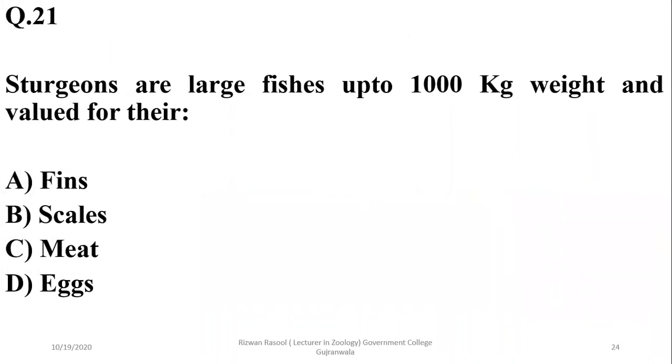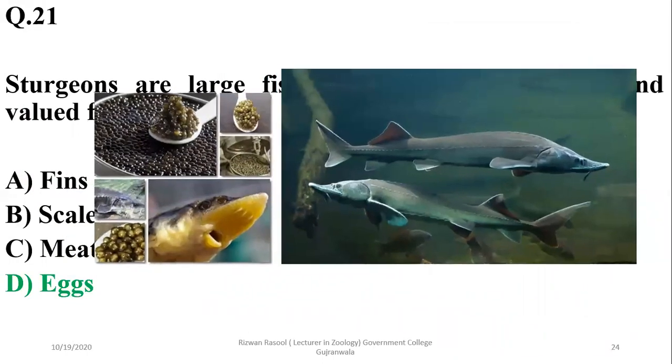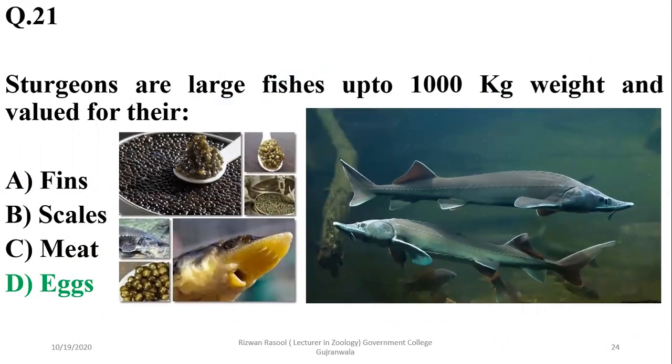Sturgeons are large fishes. They may weigh up to 1,000 kg, and they are valued for their tasty eggs. That's why the right option is delta, where the eggs of the sturgeon are used as a food source.